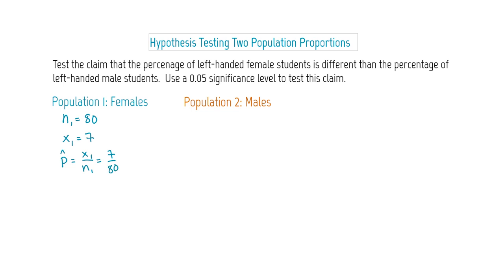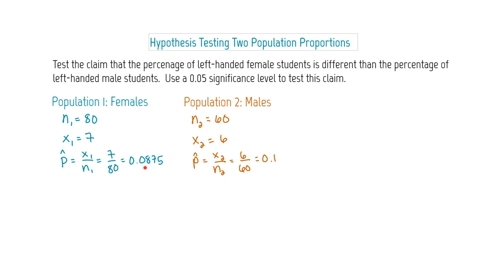And we'll go ahead and do the same thing for the males. So let's say we collected a sample of 60 males, and we found that 6 of them said they were left-handed. So the sample proportion of left-handed males is going to be x2 over n2. So that's 6 over 60, which is 0.1. And 7 over 80 is 0.0875.